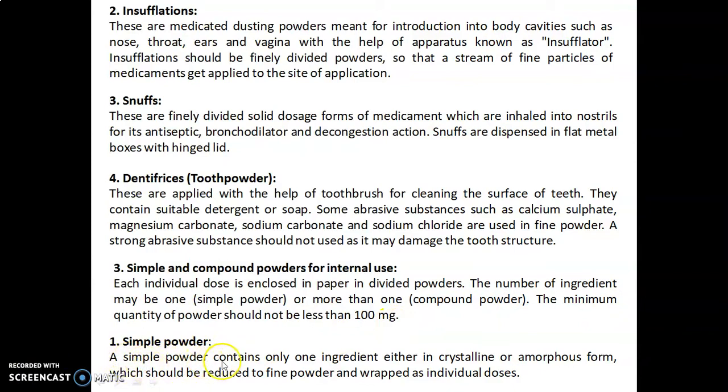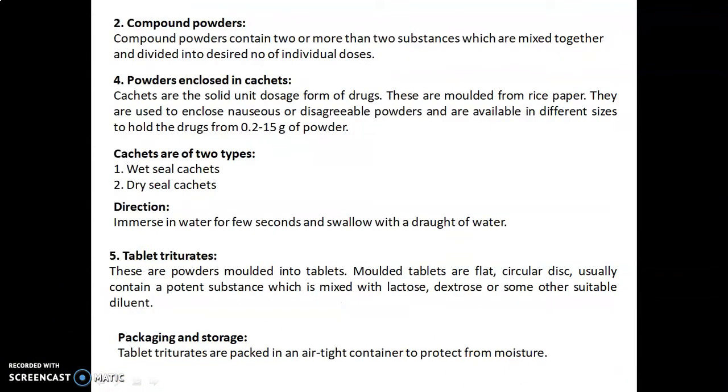Simple powder: a simple powder contains only one ingredient either in a crystalline or amorphous form, which should be reduced to fine powder and wrapped as individual doses. Compound powders contain two or more than two substances which are mixed together and divided into the desired number of individual doses. Fourth one, that is powders enclosed in cachets.